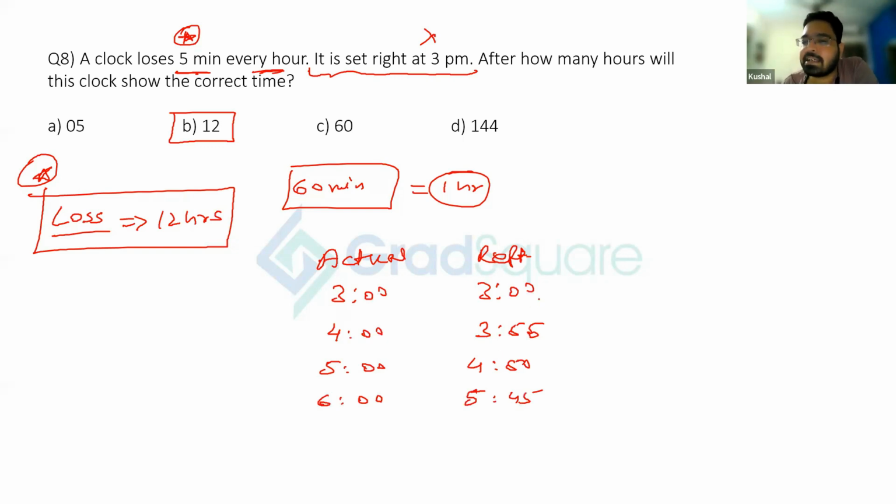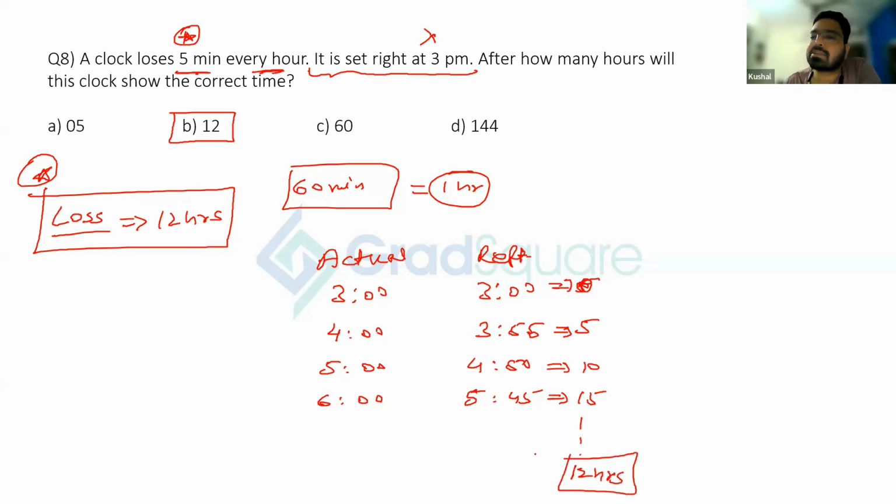Does this make sense? So it's a loss of 5 minutes over here. It's a loss of a total of 10 minutes over here. It's a total loss of 15 minutes over here. When will this reflect the correct time again? It will reflect the correct time again when this loss turns out to be 12 hours. Does this make sense now? If it's a loss of 1 hour, it will not reflect the same time, isn't it? So 12 hours.